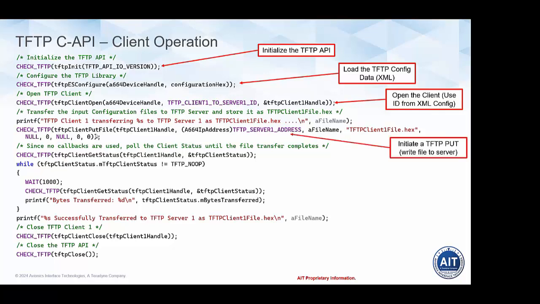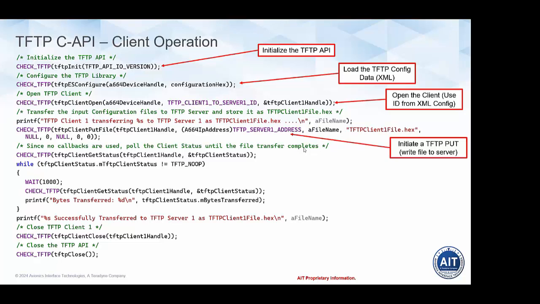This example is an example of the case where the TFTP client is writing a file up to the server. So it's a file put. When you call that, you have to give the address of the server you want to communicate with. So this is the IP address. You want to give the file name, which is basically the path to the local file that you want to put to the server, and then you can specify the name you want the file to have when it's written on the server.